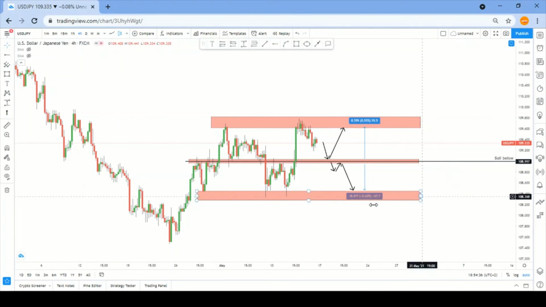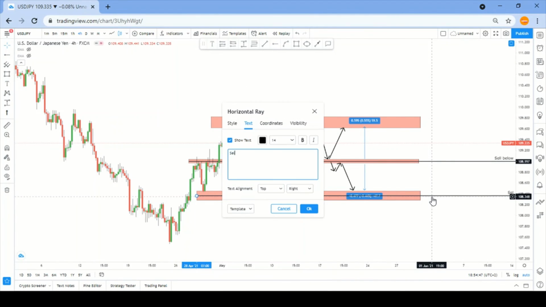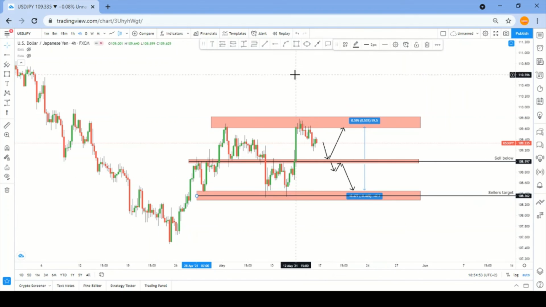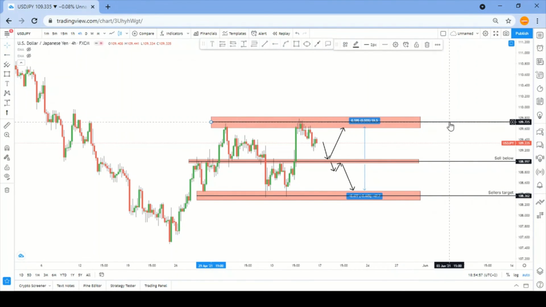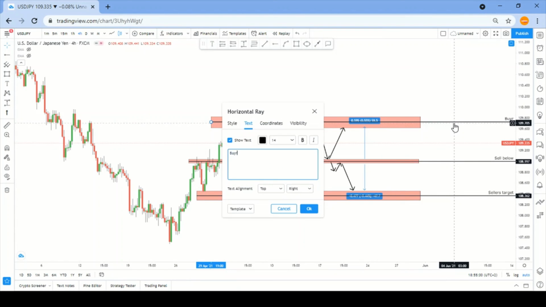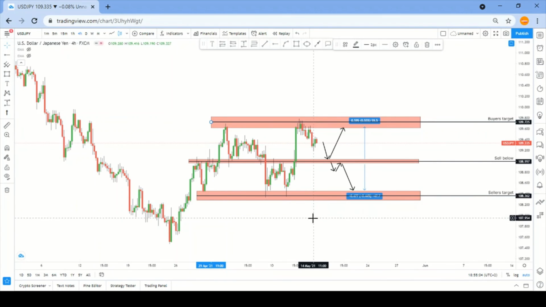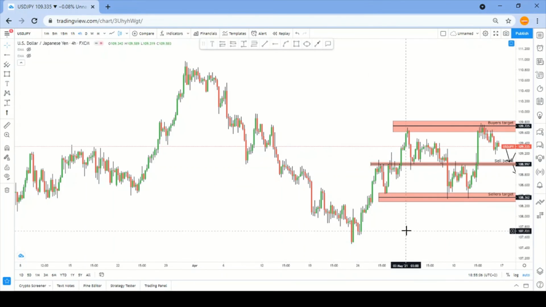And this area over here, so I'm very pedantic with my charts, even though this is just for video purposes, this would be seller's target. And that is what I'd be looking for, right? If price comes up, this would be my buyer's target. Okay. Buyer's target. So once again, guys, that is my analysis for the week.